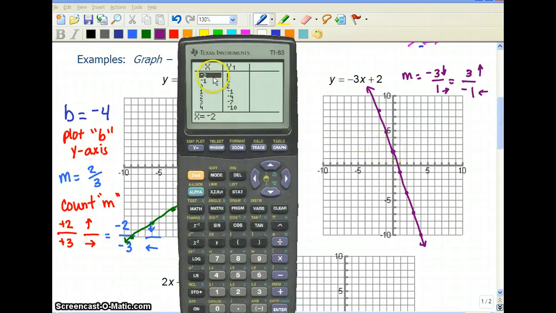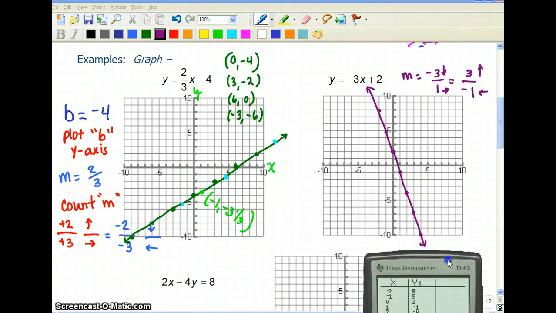Okay? It's negative 2, 8 on our graph. Negative 2, up 8, right there. And you can see this table goes on forever. Not really forever, because the calculator eventually stops, but it's pretty darn big. I don't have any idea where it stops. I never go that far.